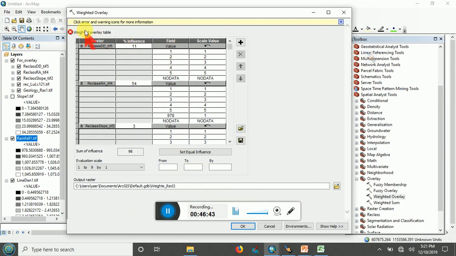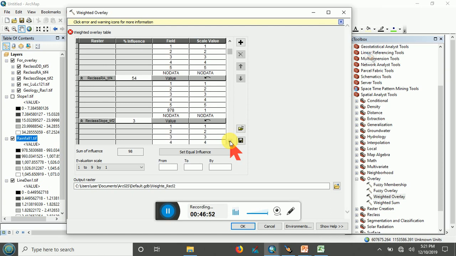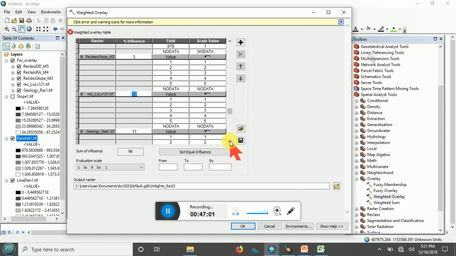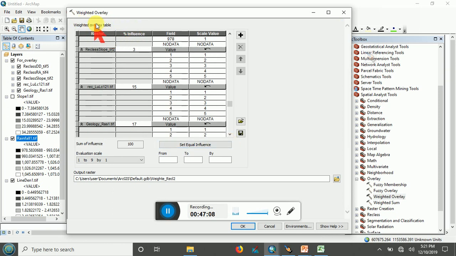But still it is just in red because the summation should be 100, no? So you can add 11 plus 54 is 65, 65 plus 3 is 68, 68, 70, 81, 98. So maybe I can make this one 15. In that case it's just okay, no? So the weighted overlay is okay. So that's how you give the weightage or the percentage influence.